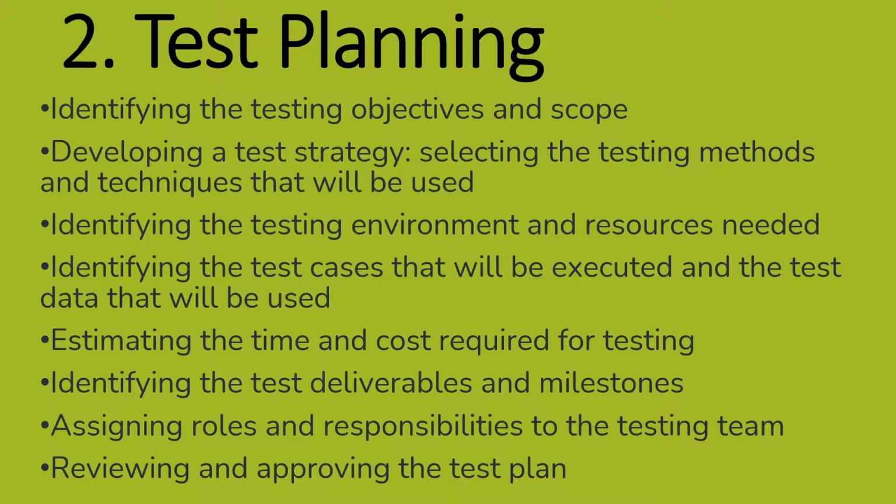the tools. Suppose we are going to test an API, so Postman software is needed. For security, maybe OWASP, and for performance testing, you need JMeter. So which tools we may need for this testing is planned under the test planning phase, along with reviewing and approving the test plan.